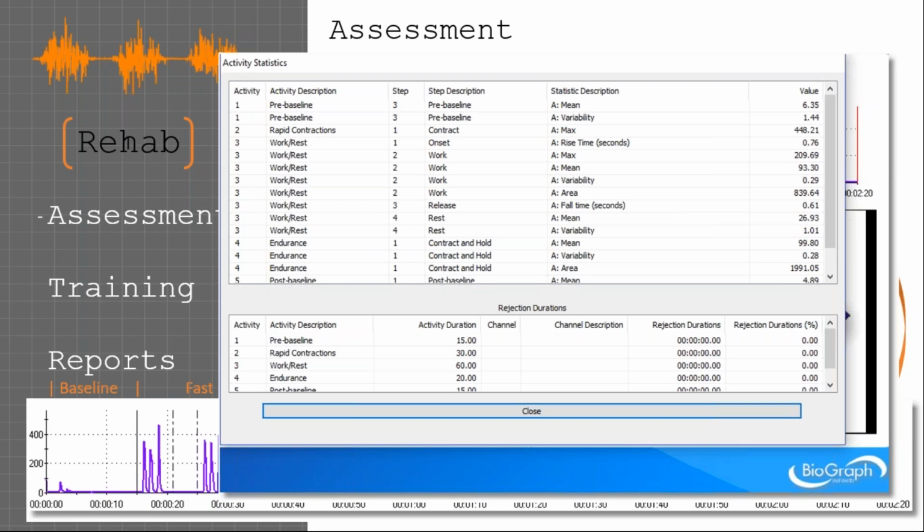Again, the take-home message from this is not how to use it clinically, it's that the software is going to work for you clinically. And there's really been a lot of thought put into how that is going to happen.